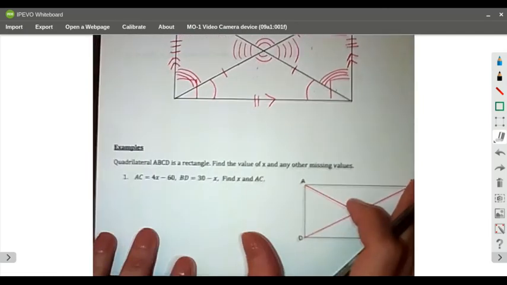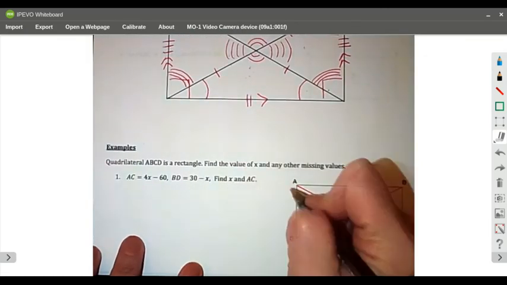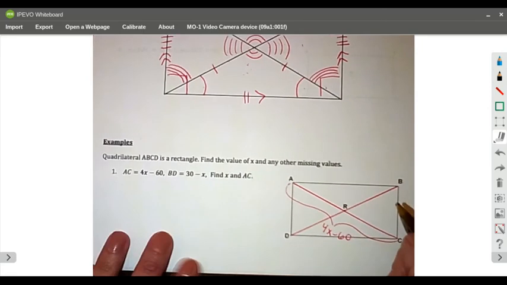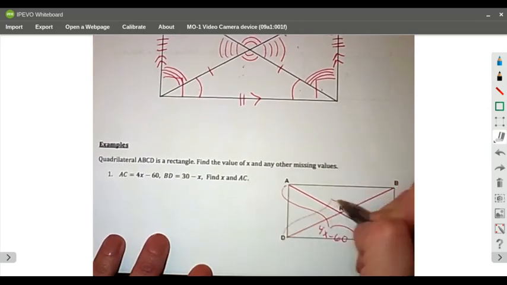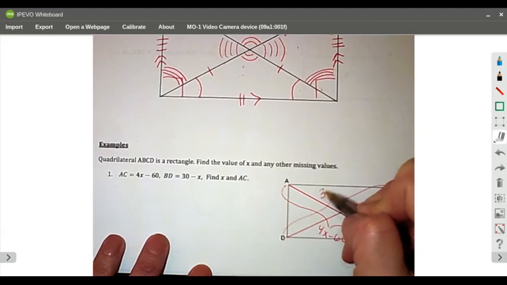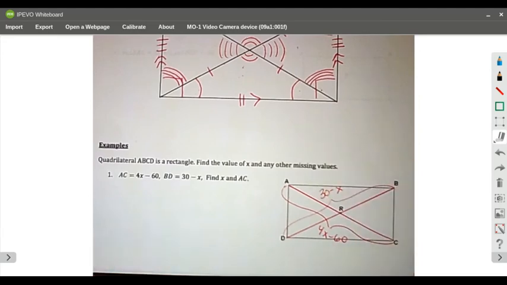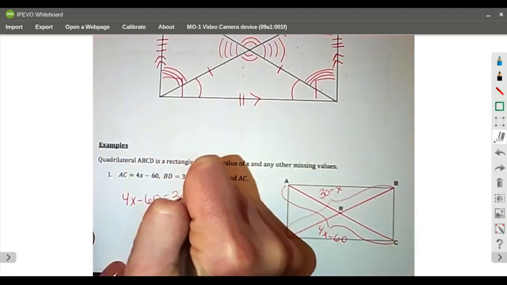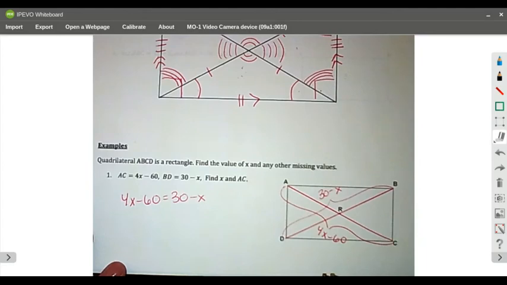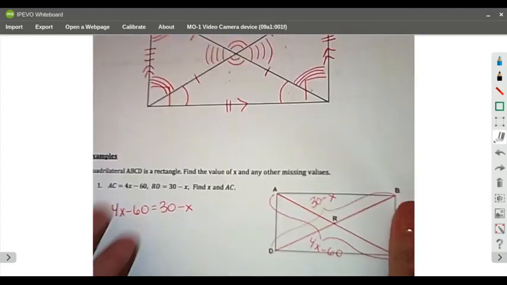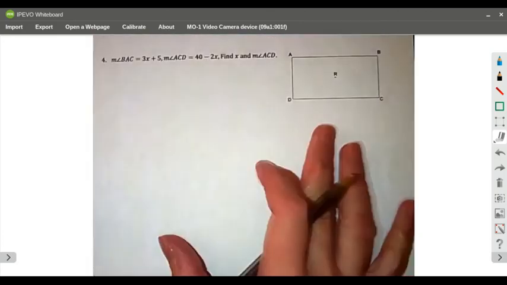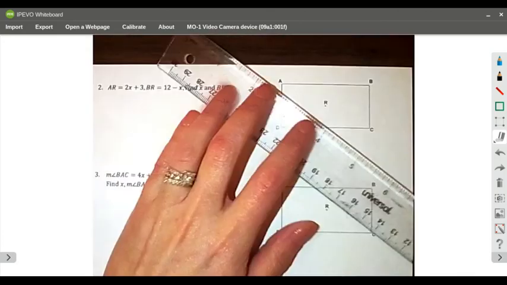So if you look at this first example, it says AC, so that's this one, this whole thing is 4x minus 60. And then BD, this whole thing, is 30 minus x. So those are the diagonals. So you would just set them equal to each other. So 4x minus 60 equals 30 minus x. And then you would just solve for x. Like I said, I'm not going to solve all these. You guys know how to solve equations. I don't want this video to be 8 hours long. So I'm just going to show you how you would set them up.